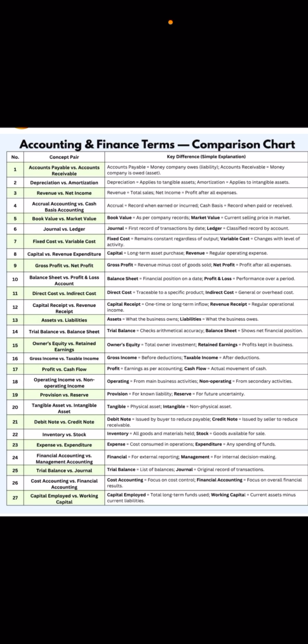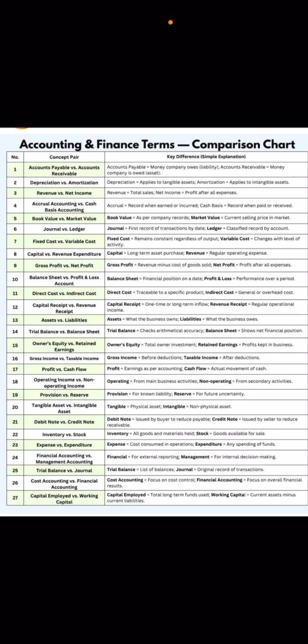Owner's equity versus retained earnings. Owner's equity means total investment of owners. Retained earnings means profit kept in business. Next point, gross income versus taxable income. Gross income means total income before deduction. Taxable income means income after deduction.